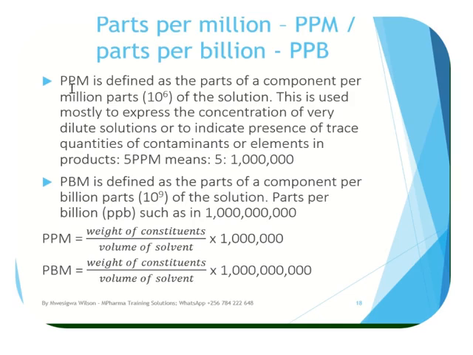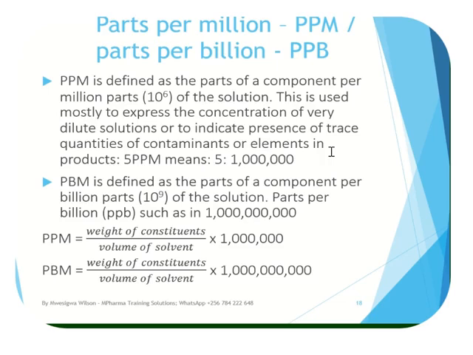So ppm is defined as the parts of a component per a million parts. That's as simple as that. This is mostly used to express the concentration of very dilute solutions or to indicate the presence of trace quantities of contaminants or elements in given products. For example, if I'm having 5 ppm, it means 5 parts to 1 million parts. So you can convert this one to a percentage by just taking 5 out of 1 million times 100. Then the answer indicates the percent sign.